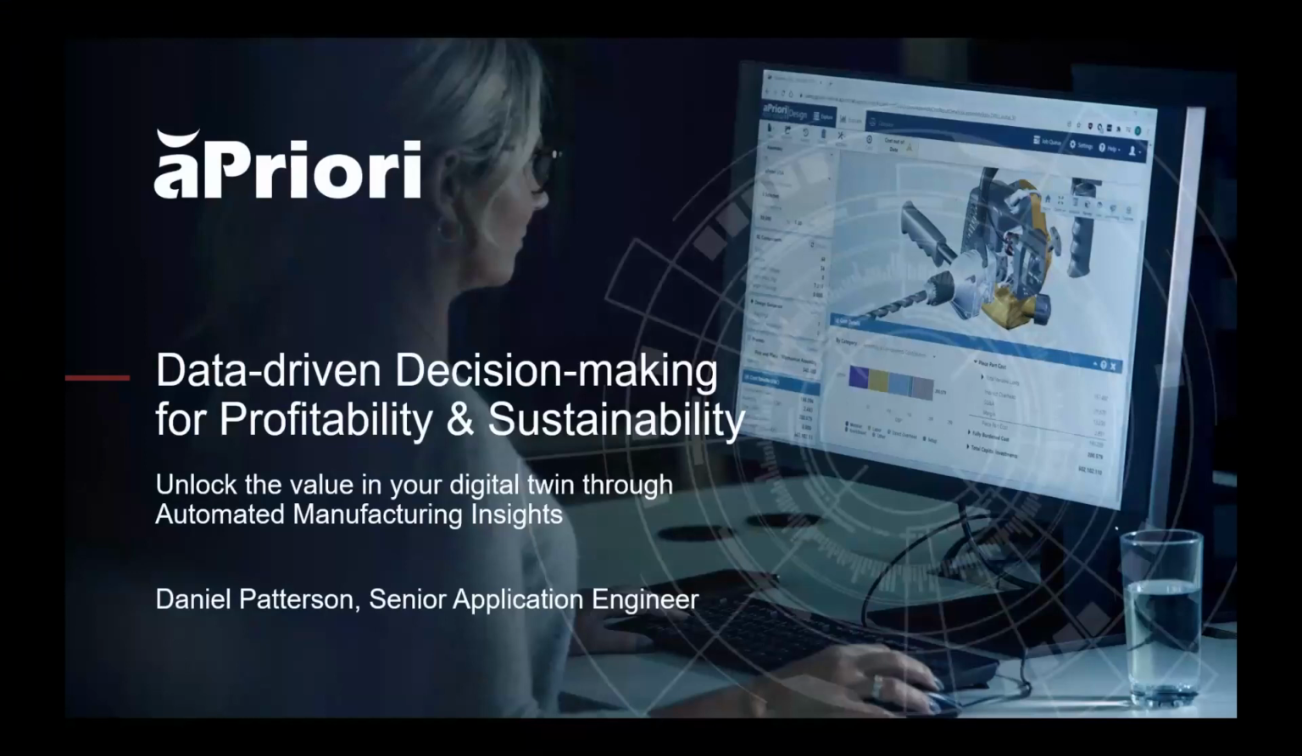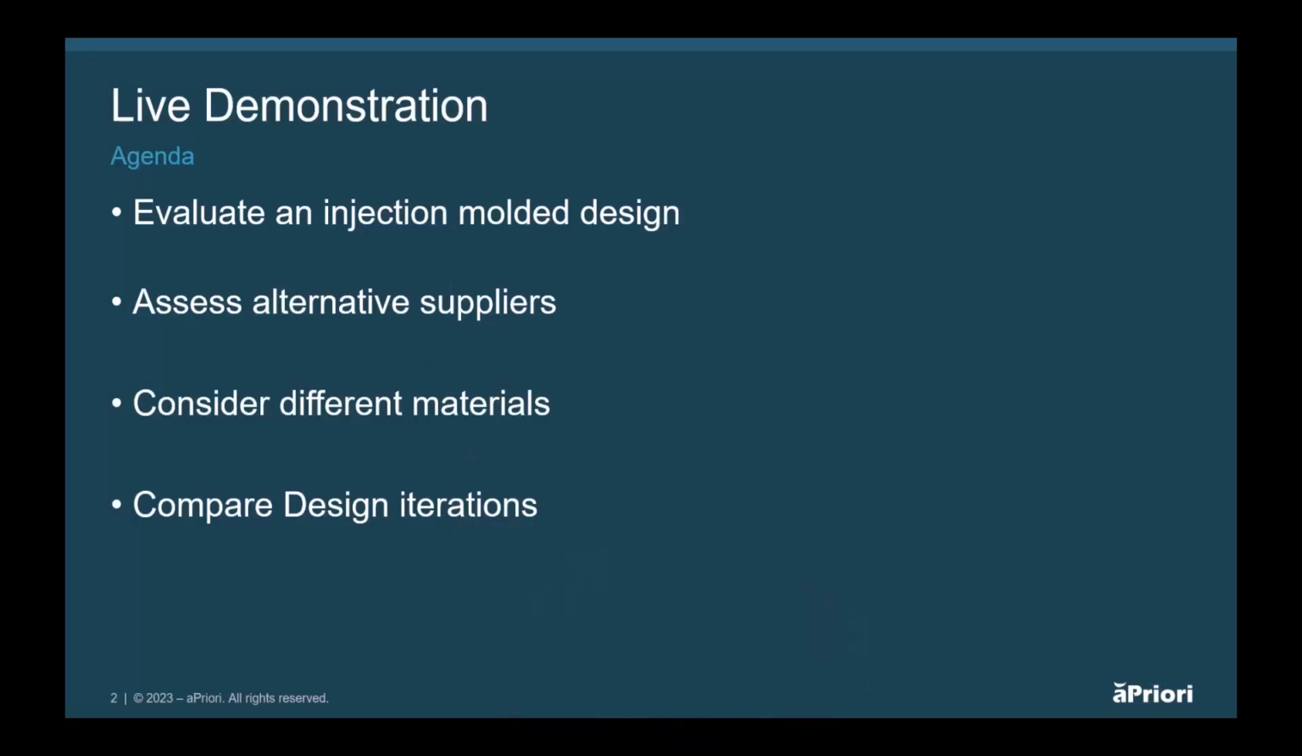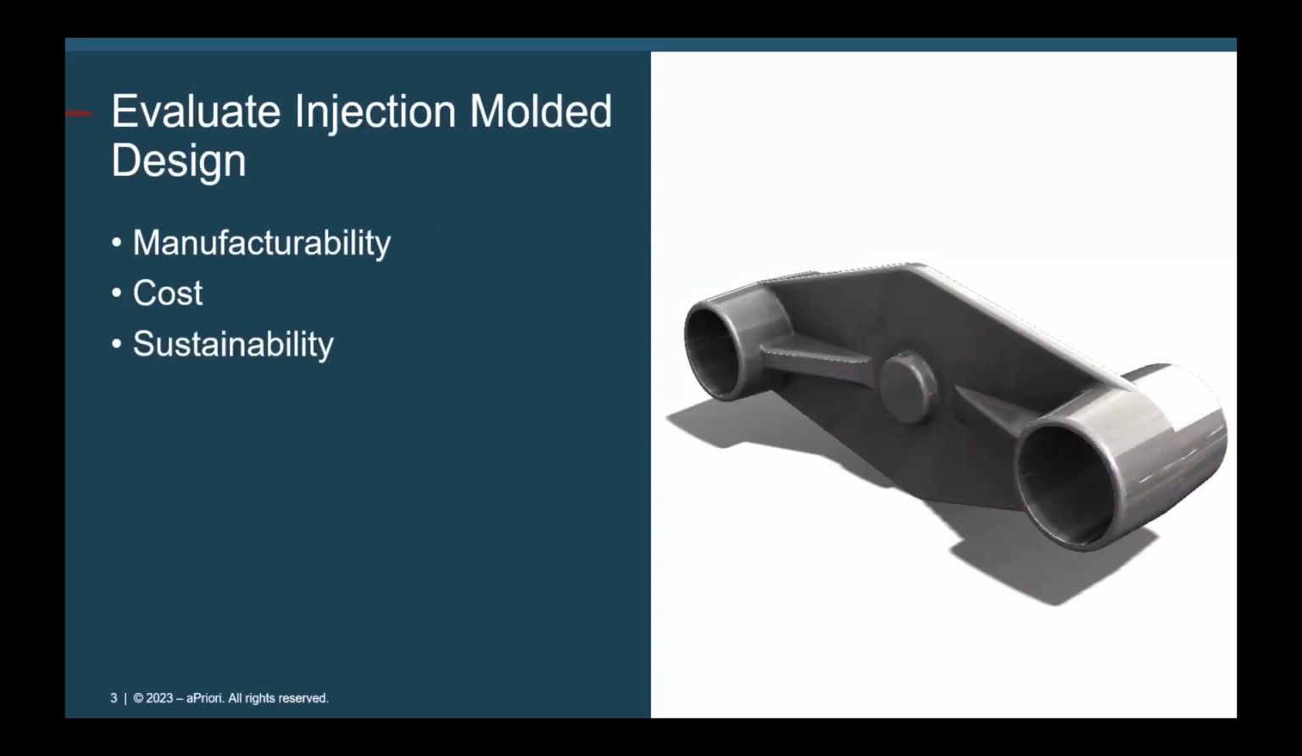So let's walk through a live demonstration now. What I'll do is we're going to evaluate an injection molded design. I'll evaluate that in a priori, and we're going to assess alternative suppliers, consider different materials, and then compare design iterations as well. When we evaluate a design, we're going to look at manufacturability, cost, and sustainability in parallel. So let's switch over to a priori now.